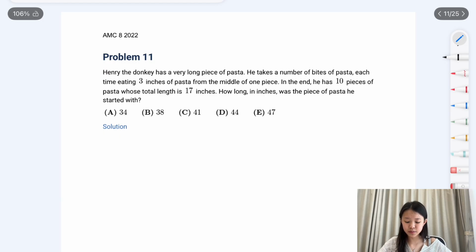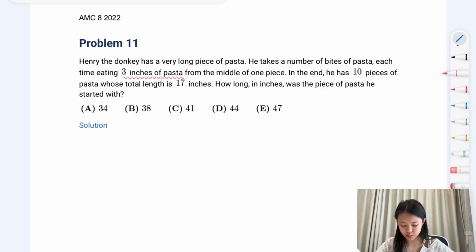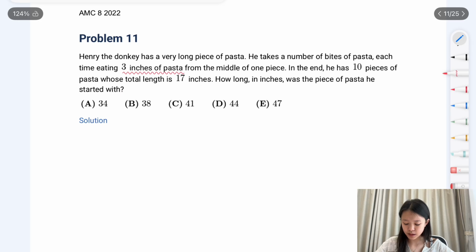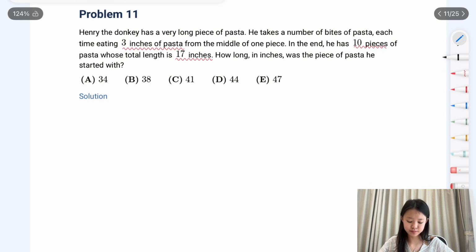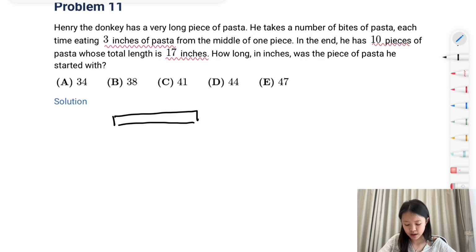Problem 11. Henry the donkey has a very long piece of pasta. He takes a number of bites of pasta, each time eating 3 inches of pasta from the middle of one piece. In the end, he has 10 pieces of pasta whose total length is 17 inches. How long in inches was the piece of pasta that he started with? So imagine that there is a piece of pasta, and when he takes a bite, he removes 3 inches from the middle.